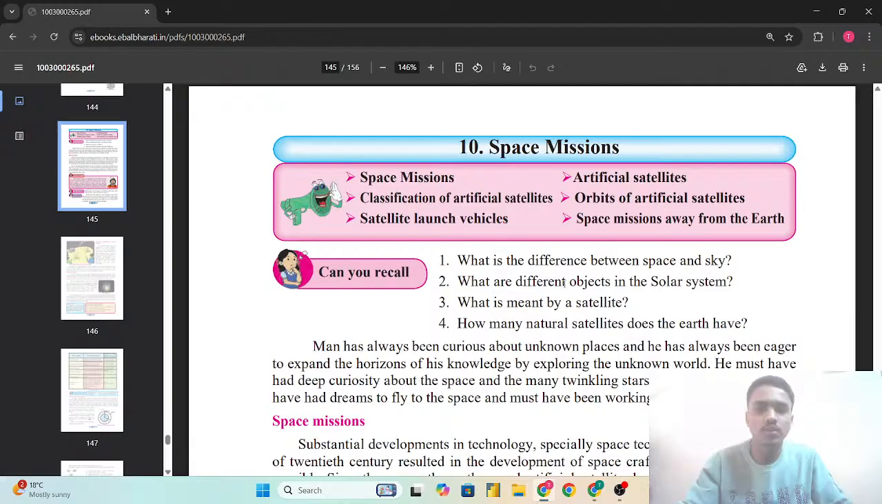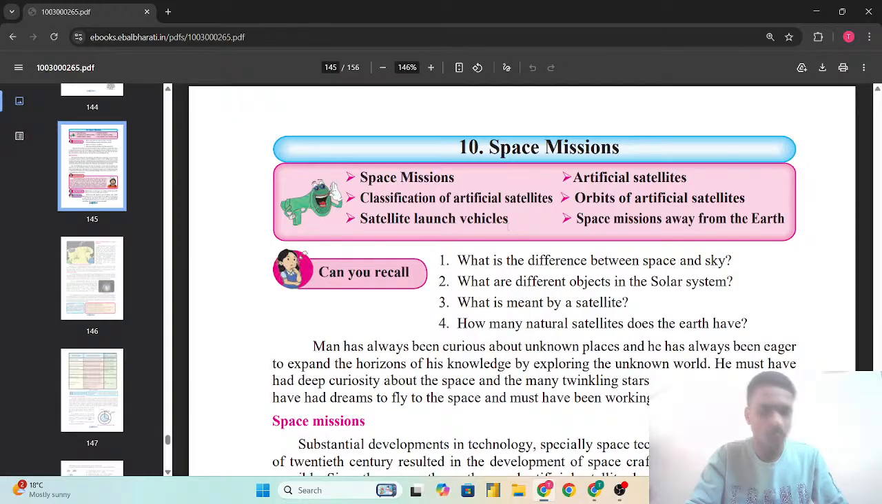The topics which we are going to see are the space missions, artificial satellites, classification of artificial satellites, orbits of the artificial satellites, satellite launch vehicles, and space missions away from the Earth. Artificial satellites classification.